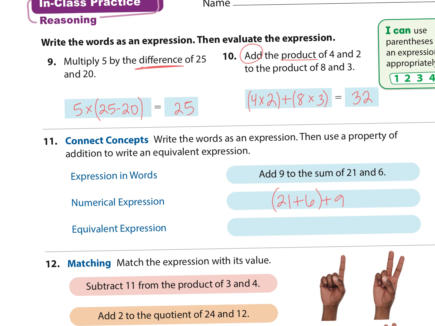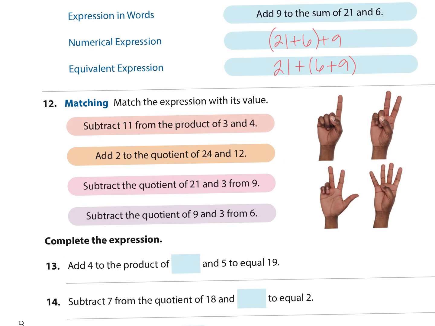Now, could I do an equivalent expression? Could I move those parentheses somewhere else? Yeah. Where can I put the parentheses? Around the 6 and 9. Does anybody remember what this property is called? Associative property of addition. Associative property of addition. Oh my gosh, you guys, you're so smart. Great job.